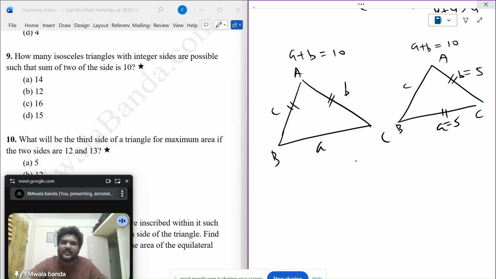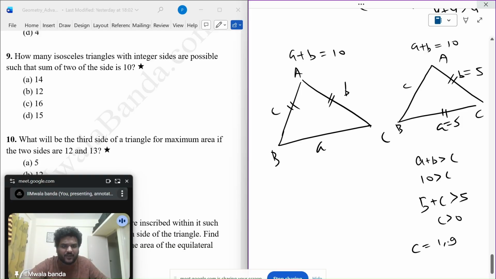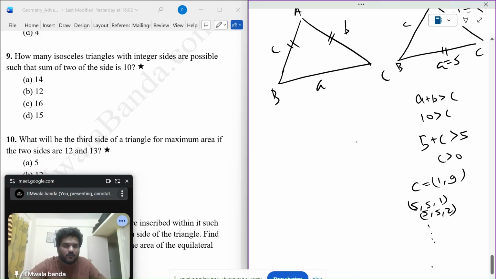How many isosceles triangles with integer sides are possible? Now, in this case, let's solve this. This is easier. A plus B should be greater than C. That is what I know. So C has to be less than 10. And B plus C has to be greater than 5, so C has to be greater than 0. So I think C can be from 1 to 9, any value. So it will be 5, 5, 1; 5, 5, 2; and so on up to 5, 5, 9. This is from case 1.